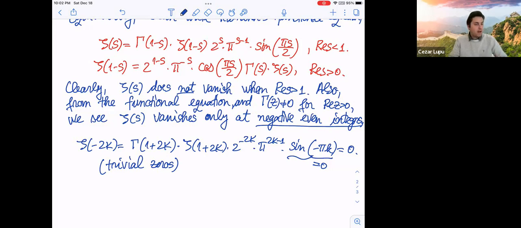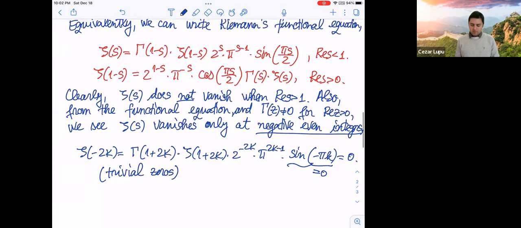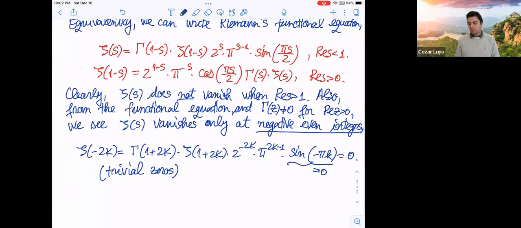So in fact, you can evaluate the Riemann zeta function at negative integers, but it will be expressed in terms of a Bernoulli number. But anyway, we'll go there. All right, and there's another thing that I'd like to mention, because I said clearly zeta of s does not vanish when the real part of s is greater than one.